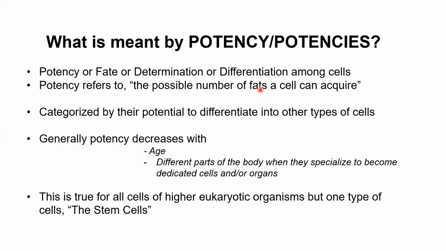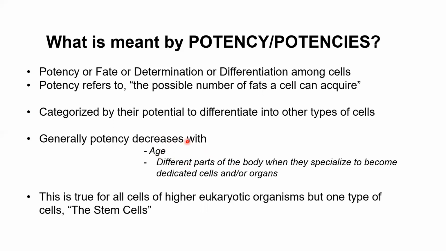This is true for all human eukaryotic cells or higher eukaryotic cells, but only one type of cells is an exception, and these cells are known as stem cells. We still haven't yet defined what stem cells are, but what is meant by this notion is that potency for all eukaryotic cells and organs would diminish with age. As the age increases, the potency decreases. As different parts of the body specialize to become dedicated cells or organs, their potency would decrease.